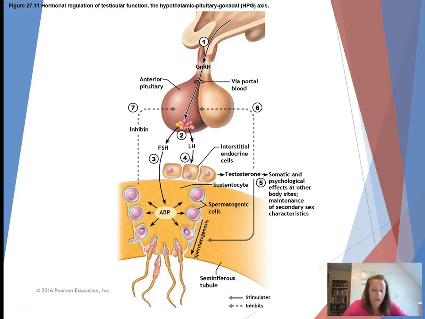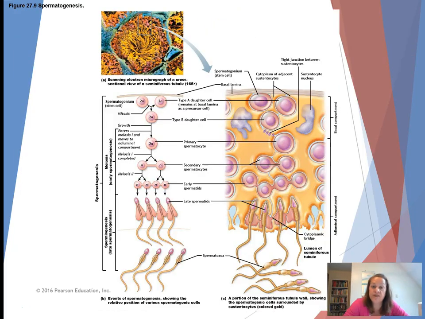Now, so the four important hormones. Gonadotropin releasing hormone causes the release of LH and FSH. LH causes the release of testosterone. So those four things work together for the male reproductive system.